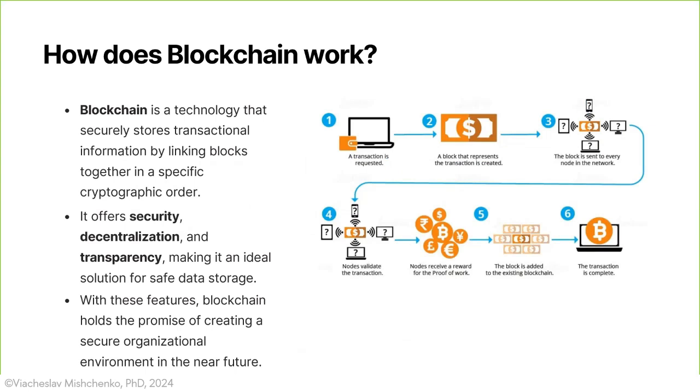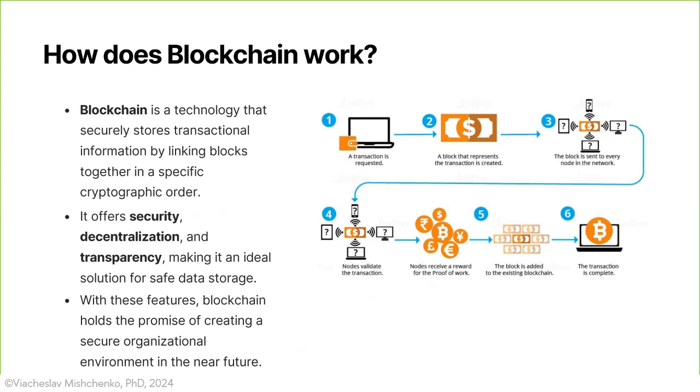Now let me walk you through the fascinating journey of how a blockchain transaction actually works. The picture in the slide shows us the complete life cycle of a transaction from start to finish. It all begins with step one, as you can see, where someone initiates a transaction request from their computer. This could be anything from sending cryptocurrency to executing a smart contract, for example. In step two, the system creates what we call a block to represent these transactions. Think of it as a digital package containing all the transaction details like amount, sender, receiver, and timestamp. So that's it.